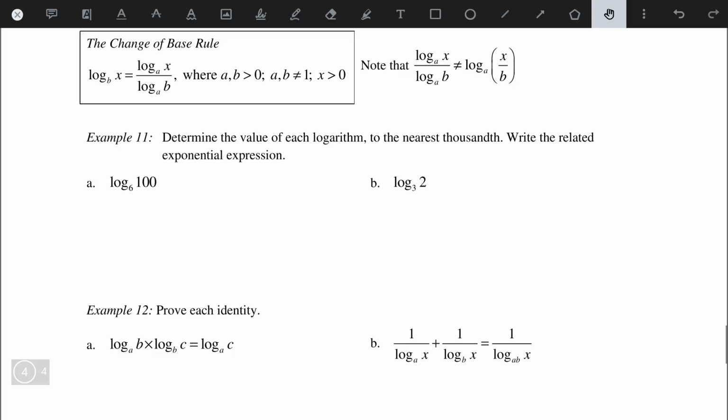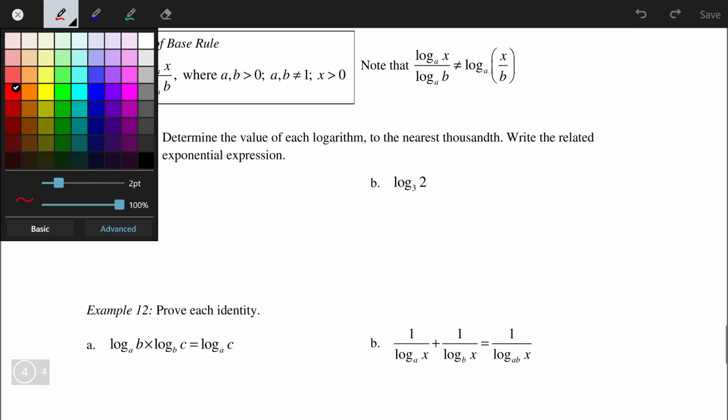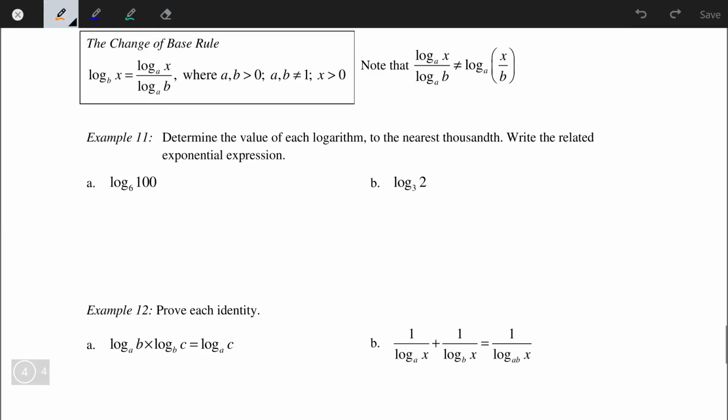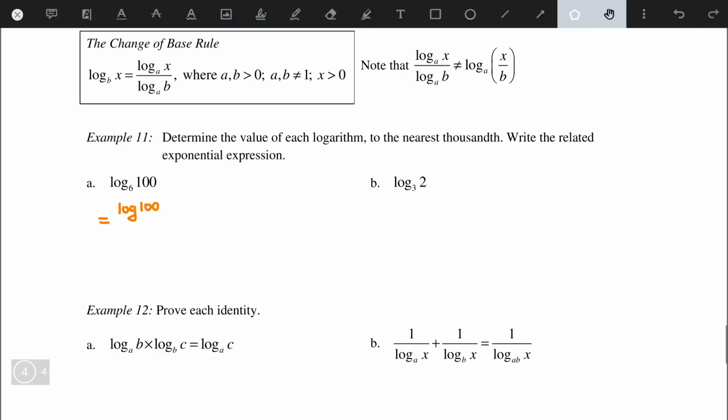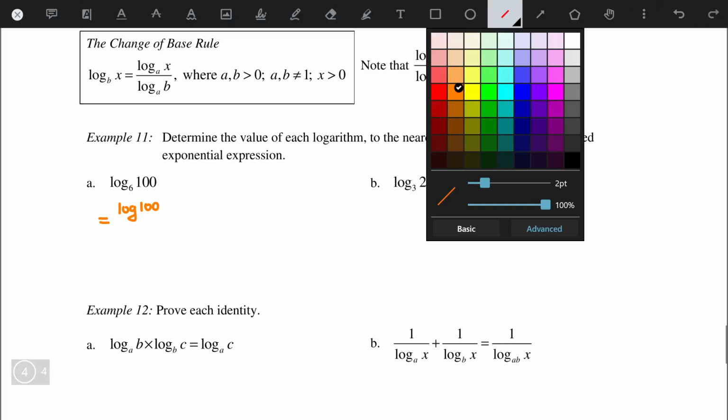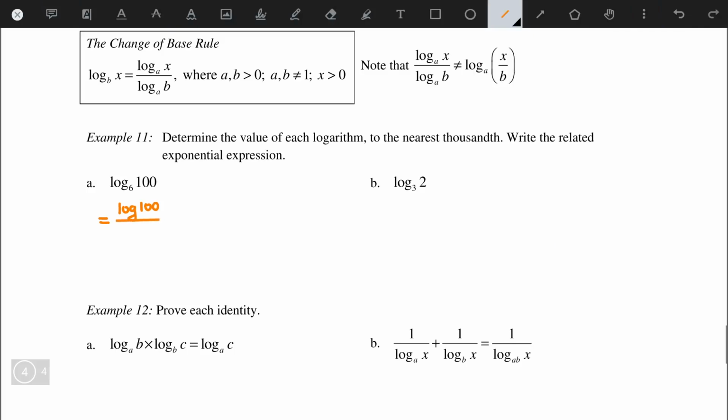And so one of the more often used applications of the change of base rule is how we can use a calculator to determine approximate values of logarithms. So here we have log base 6 of 100. We can rewrite this as log 100 divided by log 6 using the common base of 10. And if we were to put this into a calculator, we get an approximate value of 2.570.